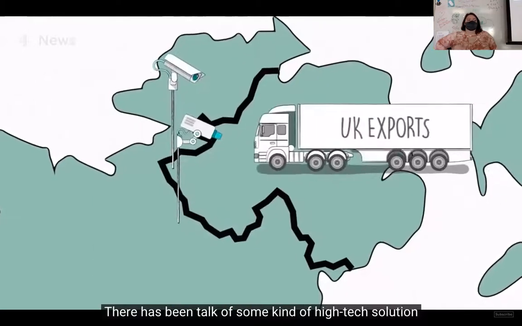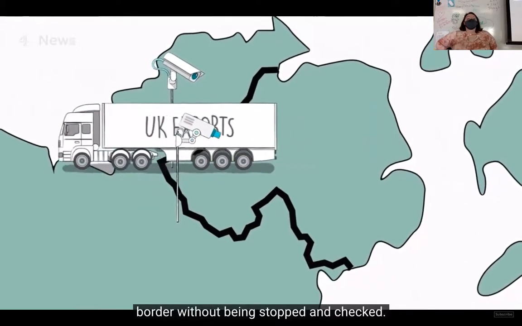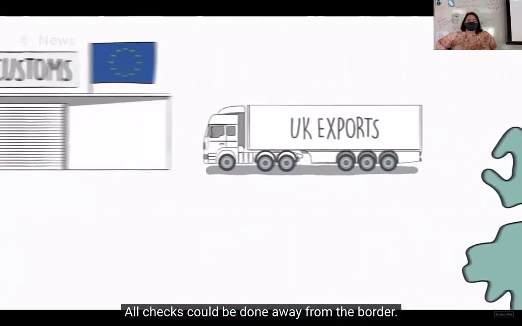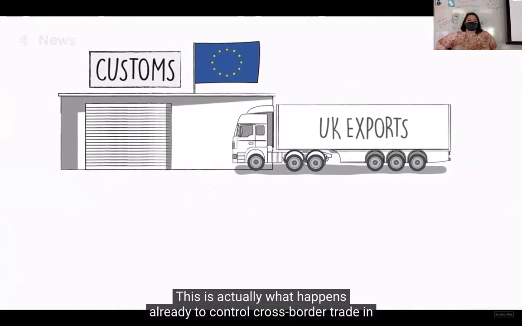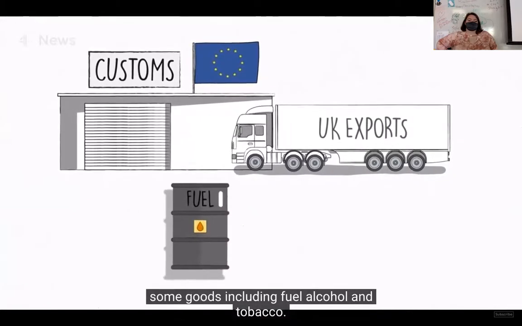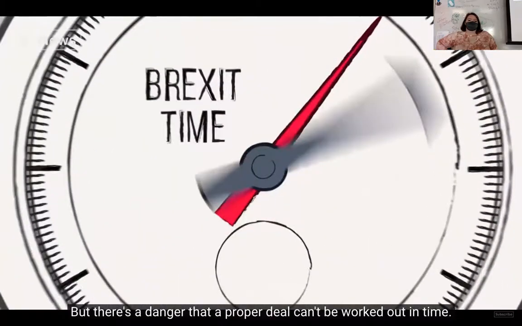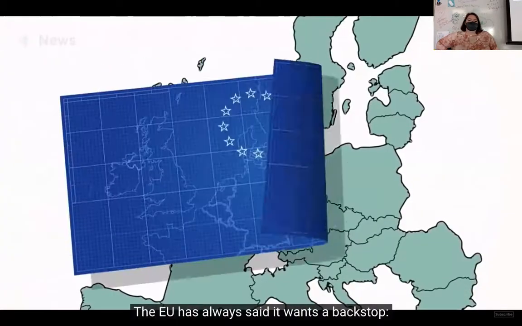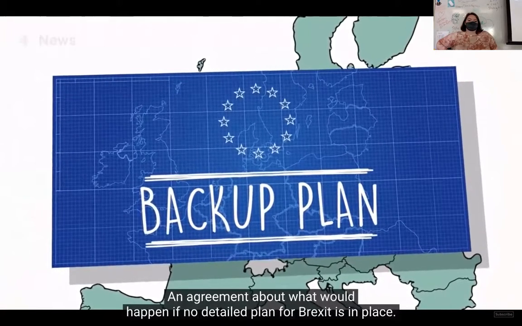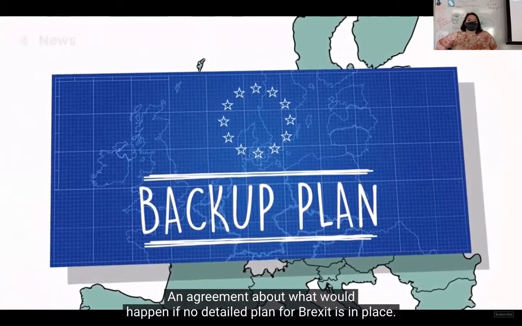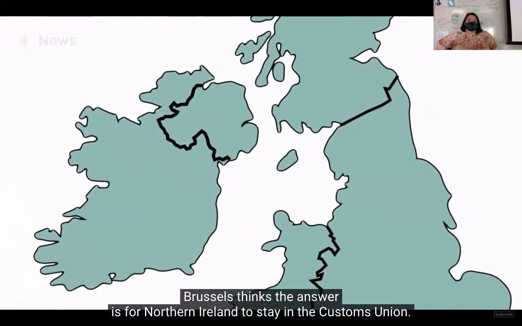There has been talk of some kind of high-tech solution that would mean lorries could cross the border without being stopped and checked, or checks could be done away from the border. This is actually what happens already to control cross-border trade in some goods, including fuel, alcohol, and tobacco. But there's a danger that a proper deal can't be worked out in time. The EU has always said it wants a backstop, an agreement about what would happen if no detailed plan for Brexit is in place. Brussels thinks the answer is for Northern Ireland to stay in the customs union.